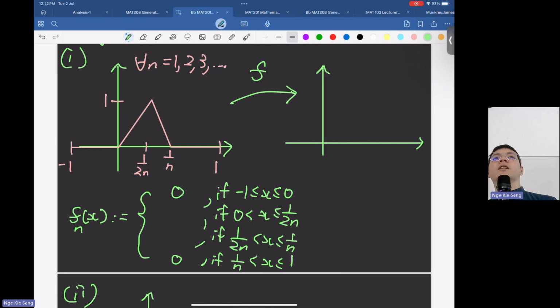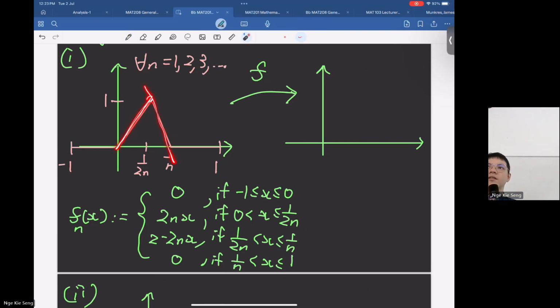How about the linear ones? Can you compute the gradient? Can you compute y equals mx plus c? You need to use what you have learned. Take the 2 points and compute their gradient, because this is just a linear graph. So for the first part, you should get 2nx. For the second part, you should get 2 minus 2nx. Does it make sense? Do you know how to compute the gradient for a linear graph?